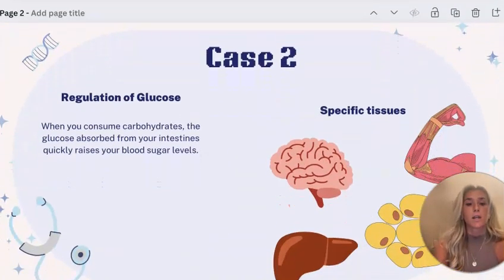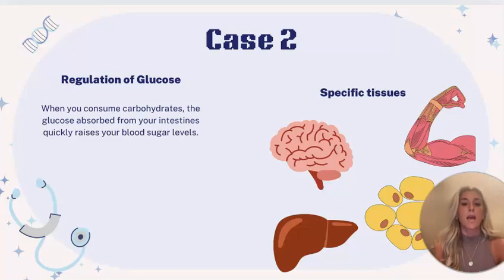Case 2 has to do with regulation of glucose, so I will be looking at the brain, the skeletal muscle, the liver, and the adipose tissue to understand the regulation of glucose.